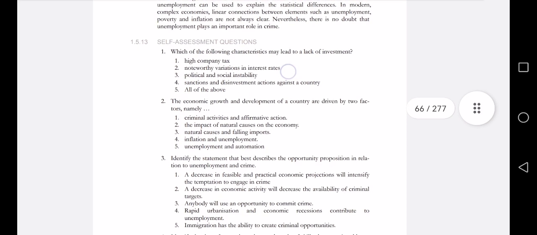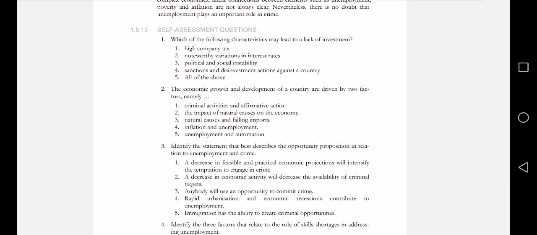Let's do the self assessment questions here. Which of the following characteristics may lead to lack of investment? I think it's political and social stability. I was quick to answer these questions. The answer is all of the above. The economic growth and development of a country are driven by two factors. Four, correct.